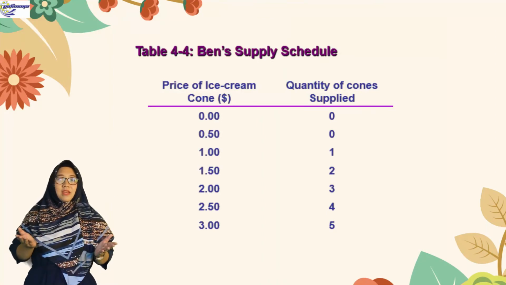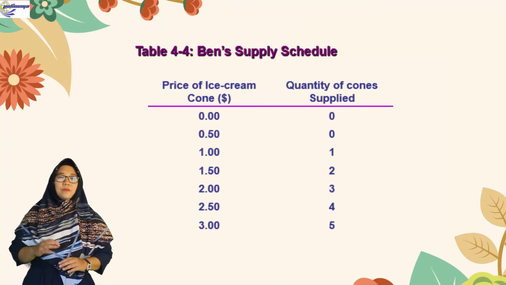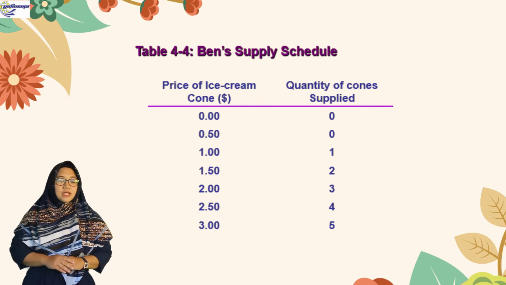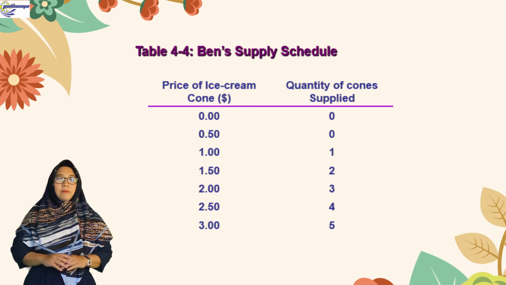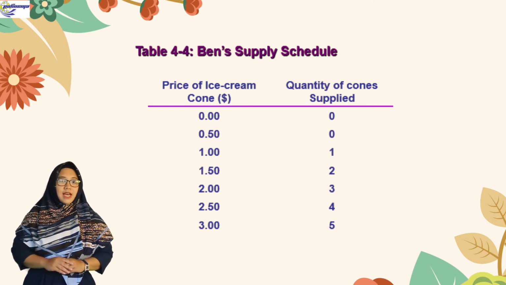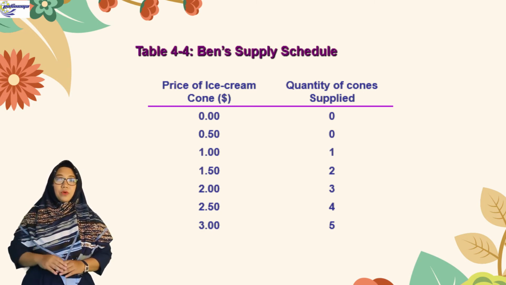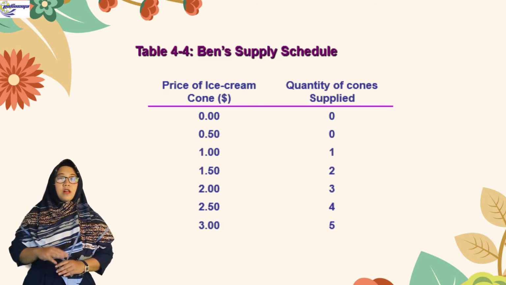Okay, let me give you an example. Let's assume here that Ben is a seller. So here is Ben's supply schedule. When the price of the ice cream cone starts from $0 up to $3, let's take a look at the quantity, based on the table 4.4.